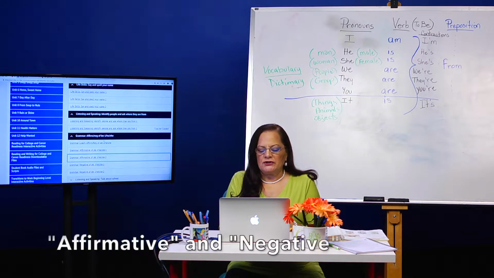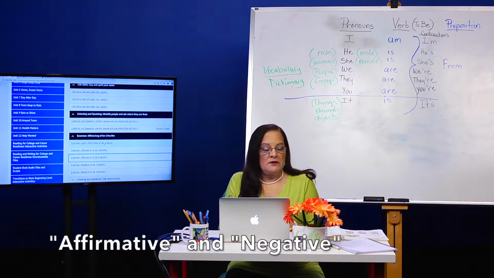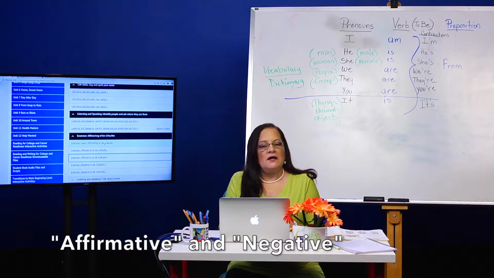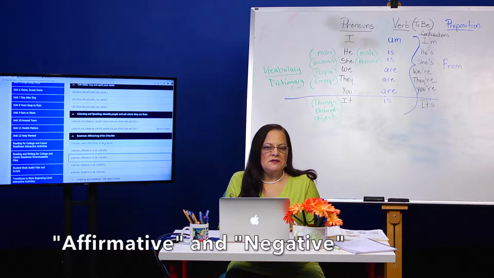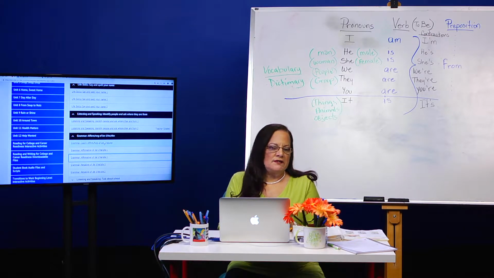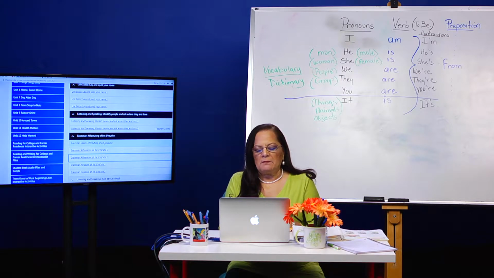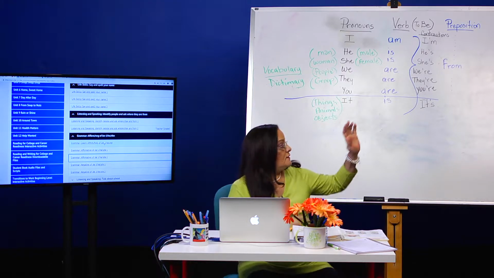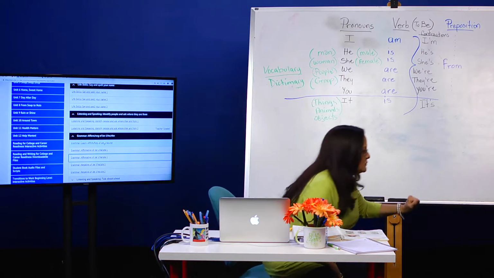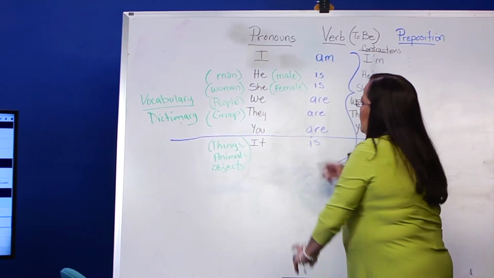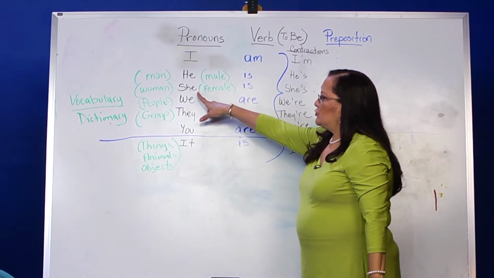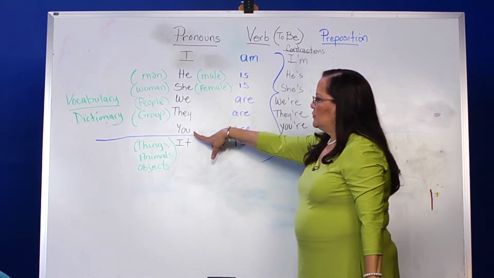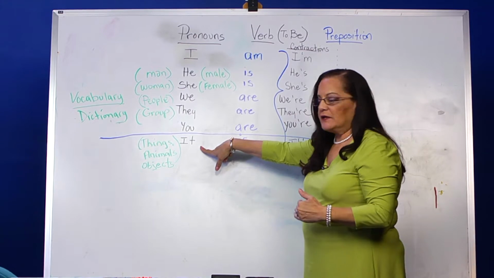We were starting to do the affirmative and the negative. Those are statements that you make. Some are yes and some are no. But before I go back into affirmative and negative, we're still in the area of pronouns: I, he, she, we, they, you, it. I want to cover that again.